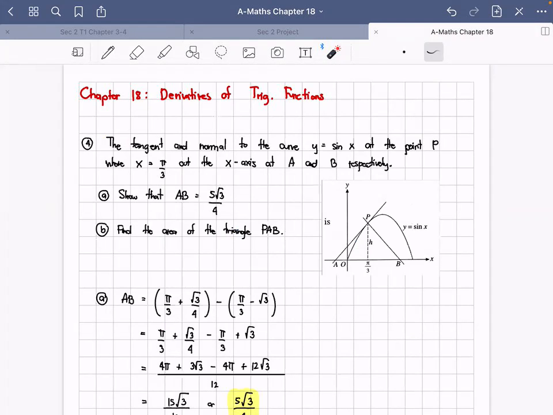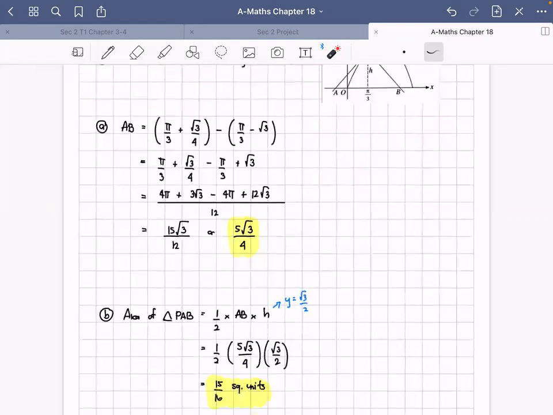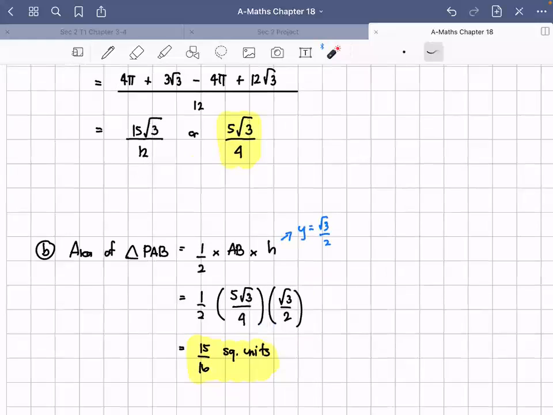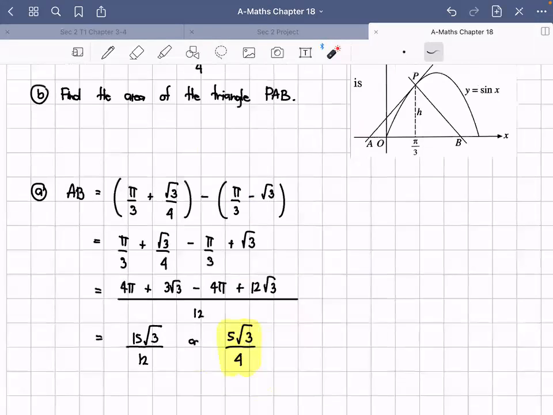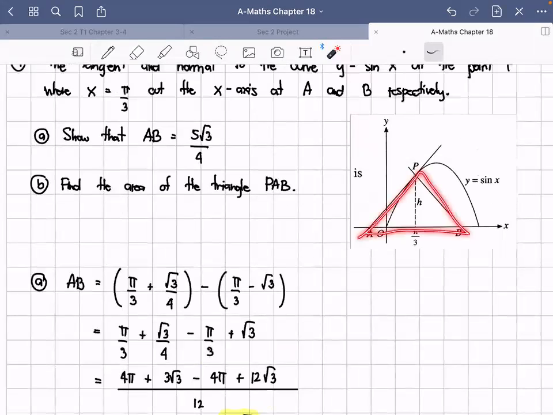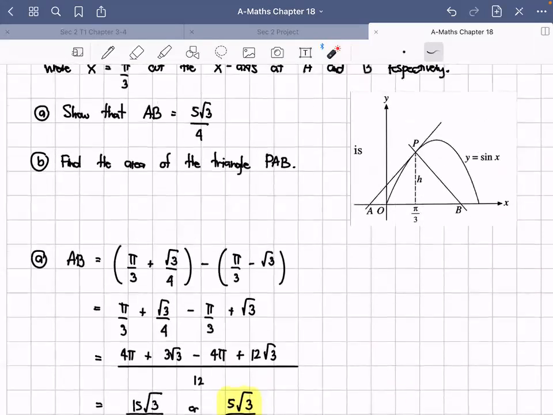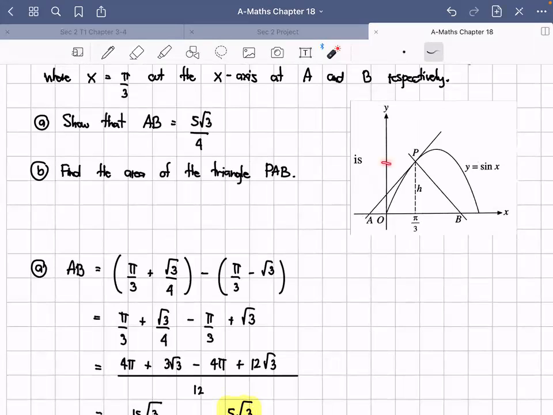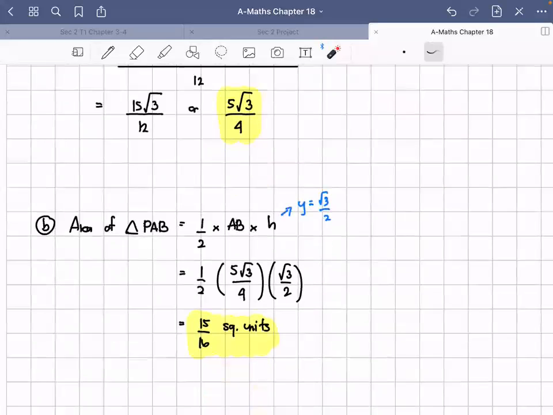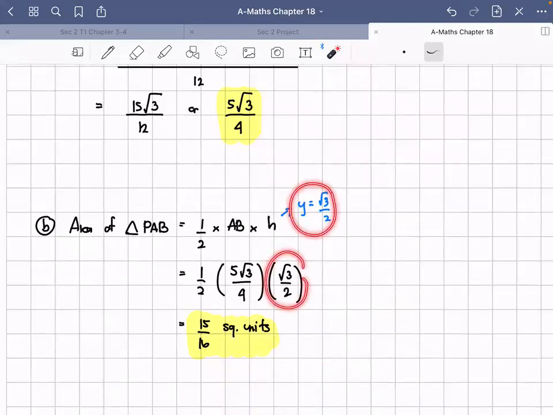And then for letter B, it's just asking for the area of the triangle PAB. So it's basically half times base times height. This is your triangle, and this is your base, which is 5 root 3 over 4. And then the height is what? The height is root 3 over 2, because this is the height of the triangle. It came from the y value.